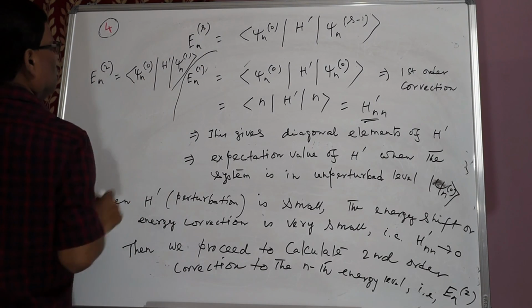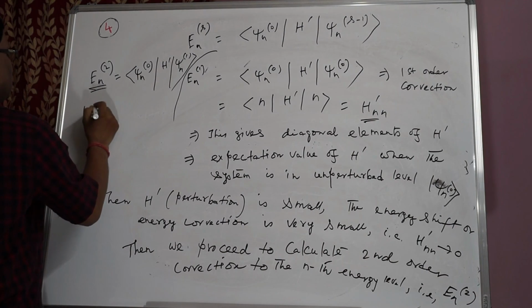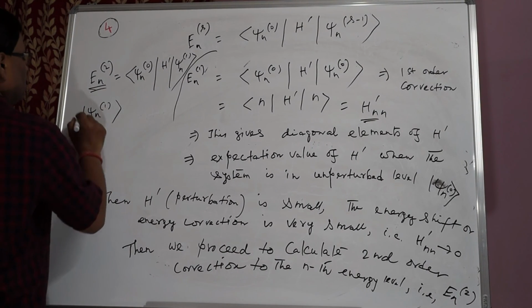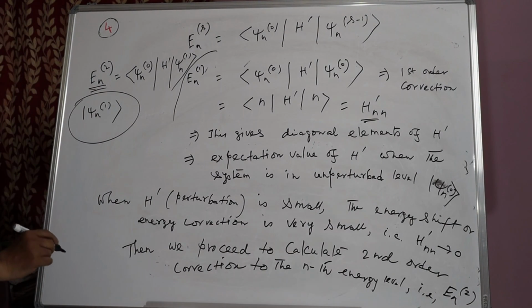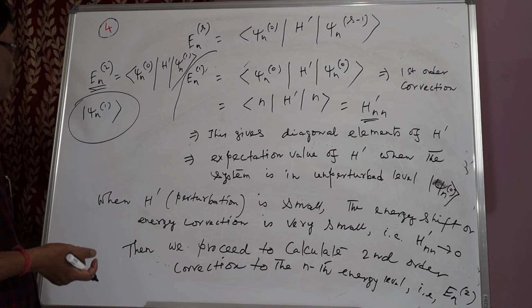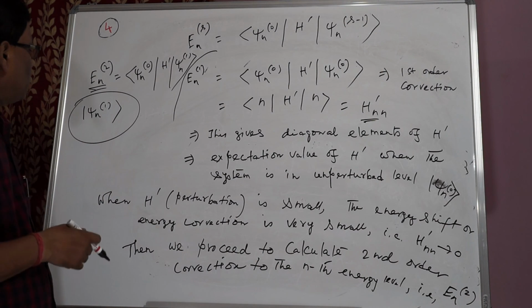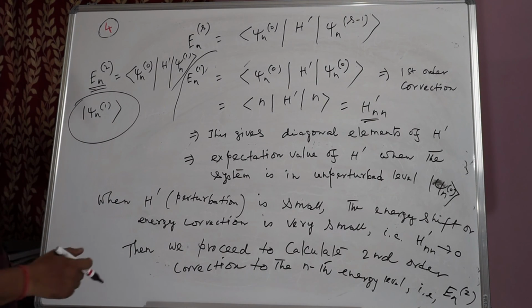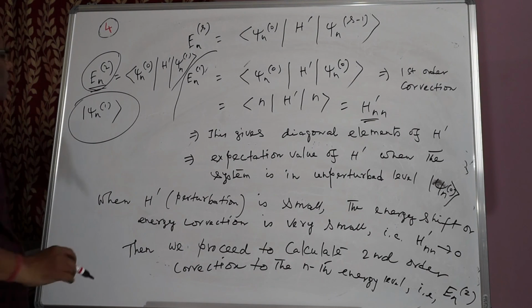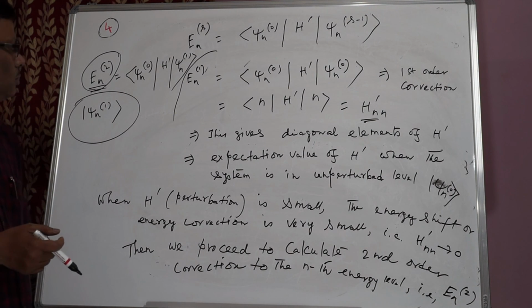Okay, so to get second order corrections, I have to calculate psi n1. So next day our aim is to calculate psi n1, that is the first order correction to the nth state when the system is in the nth state, and after getting psi n1 we can determine E n2. So in our next day I will determine psi n1, and then we proceed to E n2.